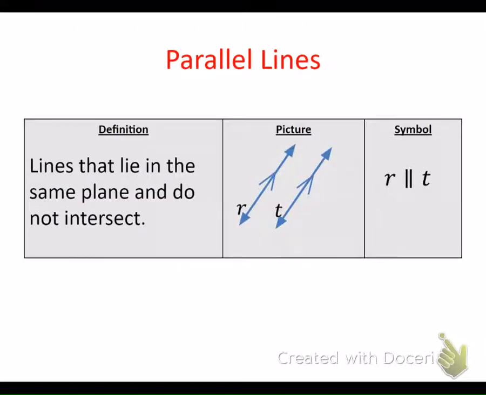Parallel lines are lines that lie in the same plane and do not intersect. In the picture, see how they're never going to touch. They're also identified by having a little arrow on each line, saying that this line is parallel to this line. The symbol is R is parallel to T.